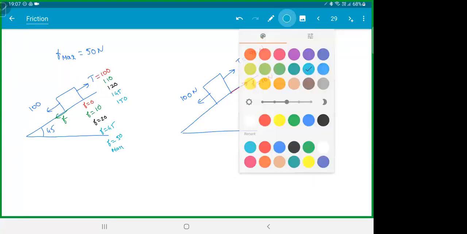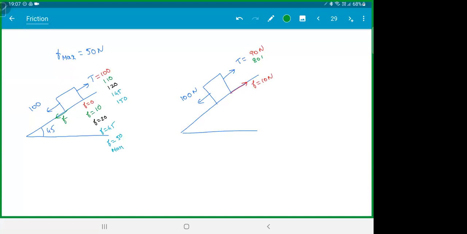If you say, I'll give you less, 18 newtons, then what will friction say? Okay, I'll give you 20 newtons to support you. If you say, I'll give you 60 newtons, then friction will say, I'll give you 40 newtons. If you say, I'll give 50 newtons, then friction will say, chalo, I'll give you maximum 50 newtons. If you go anything more than this, I can't give.